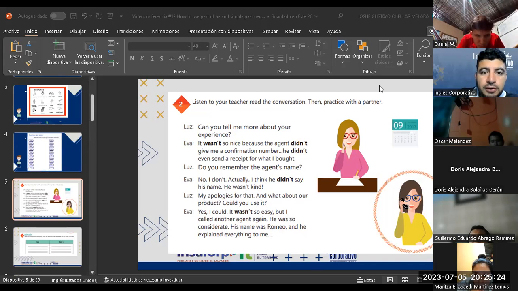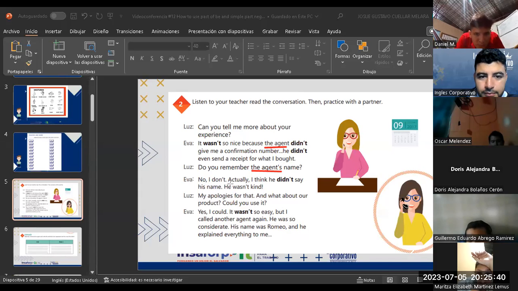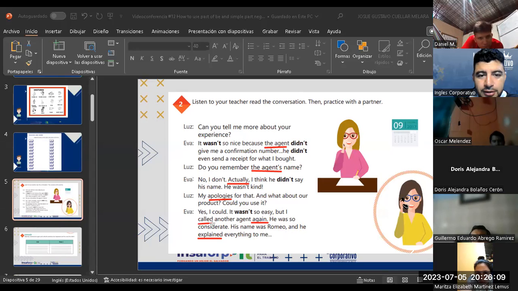Okay, I'm going to focus on some words. Cuando utilizamos esto, decimos the agent, ¿verdad? The agent. We know that actually, ya sabemos que actually significa realmente. Apologies. Again. Okay. And here we have some verbs. Explained. Explained. Okay. Called con D. Called.